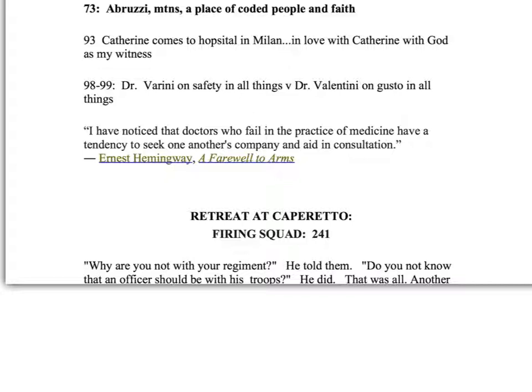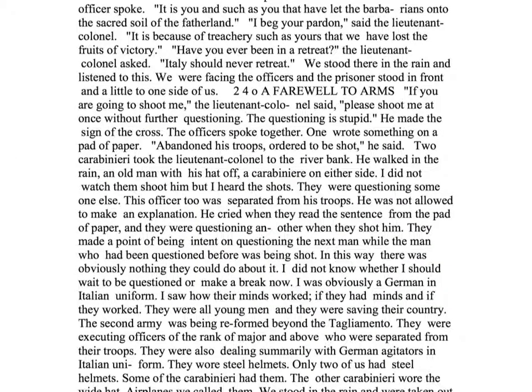He walks into this bizarre conversation with this Italian officer who says, "Why are you not with your regiment?" And he told them, "Because they're in a retreat." "Do you not know that an officer should be with his troops?" He did. That was all. Another officer spoke. "It is you and such as you that have led the barbarians onto the sacred soil of the fatherland." Notice the language here: sacred, barbarians, fatherland. This is the language that Frederick has rejected.